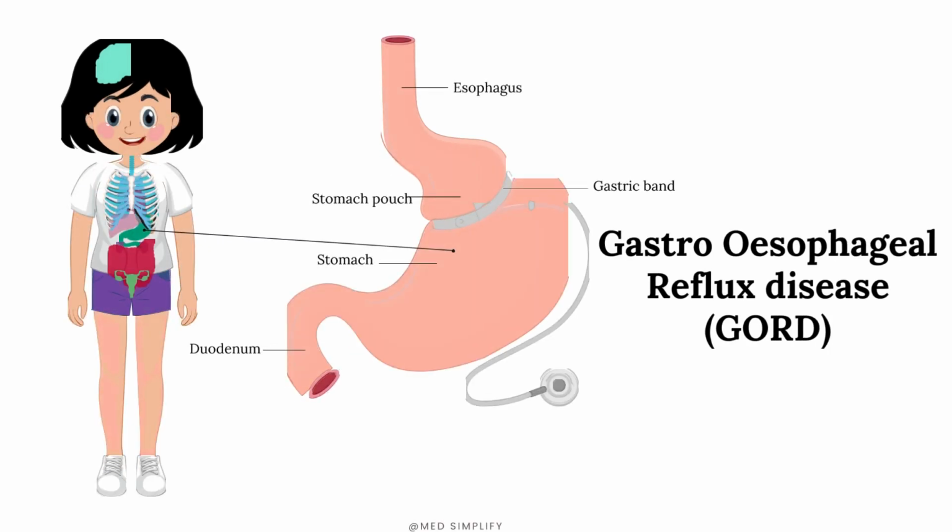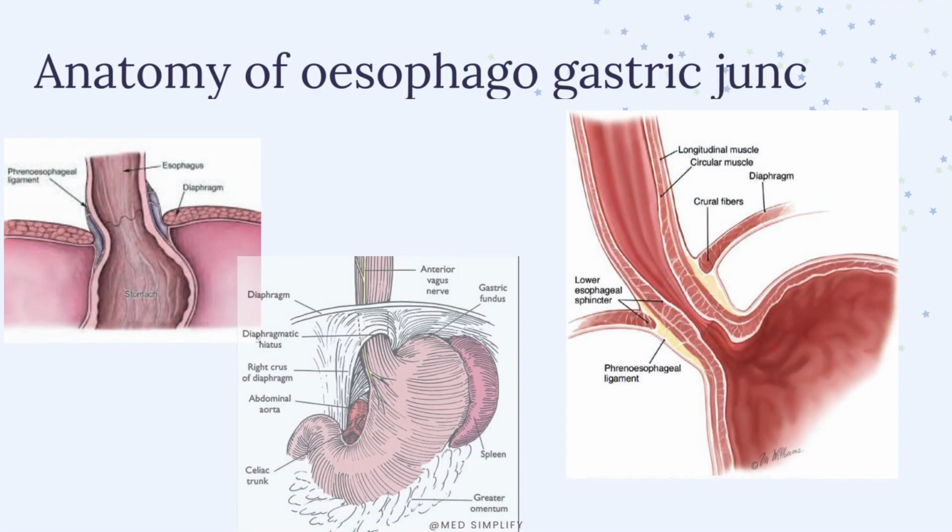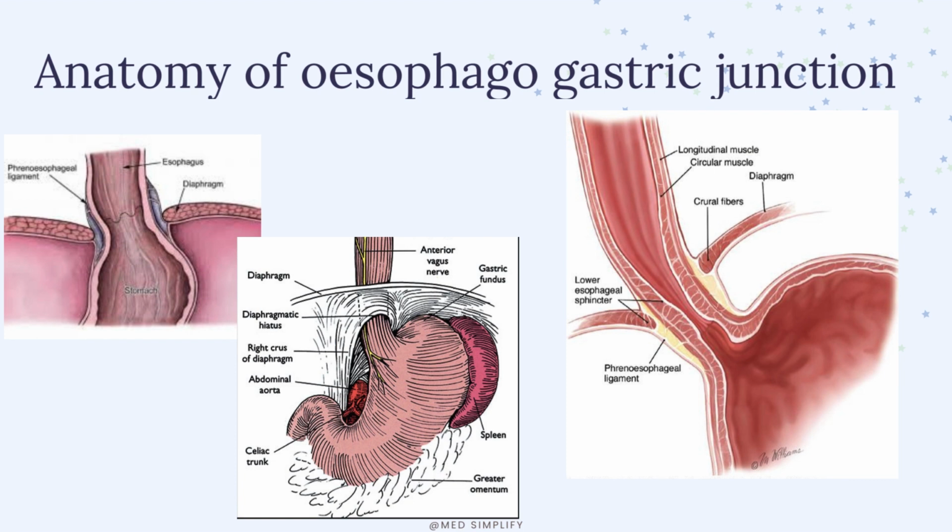Today we are going to discuss gastro-oesophageal reflux disease, GORD. Anatomy of the esophagogastric junction. This junction lies in the abdomen and forms the angle of His. The acute angle and the length of the abdominal esophagus contribute to the normal closure of the esophagus.